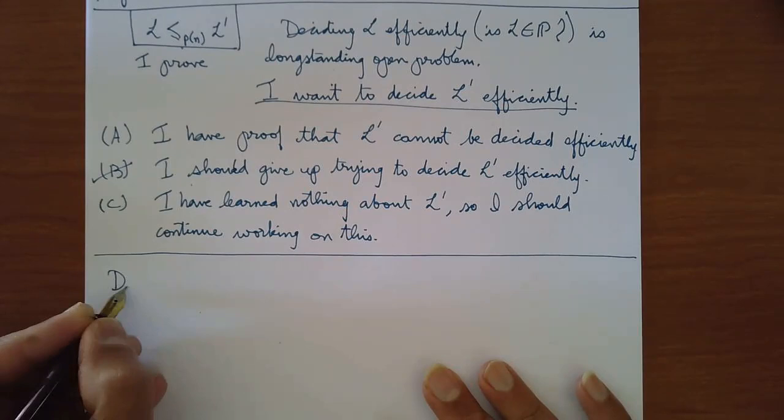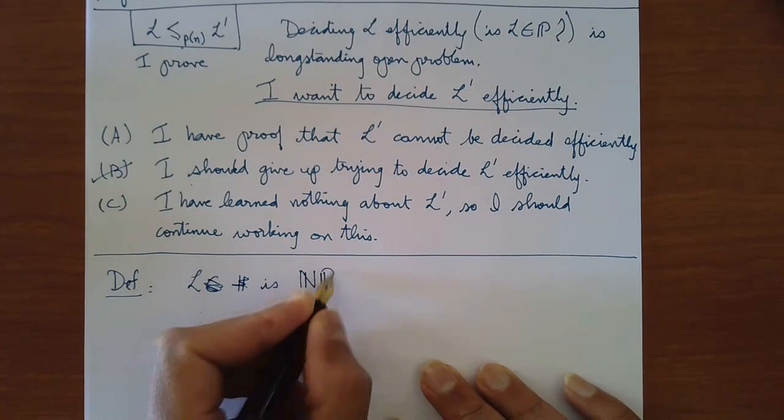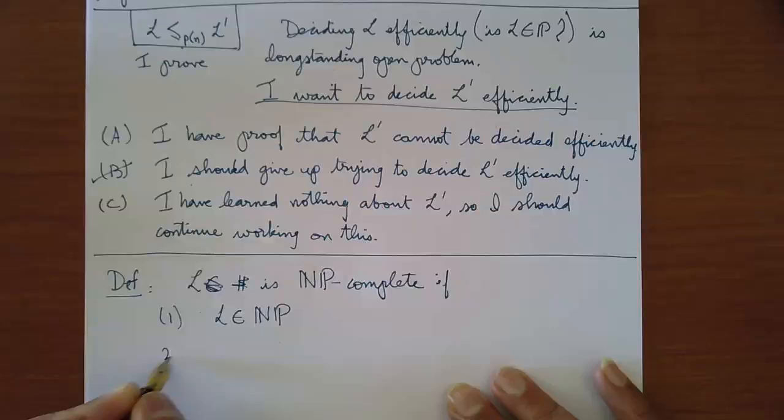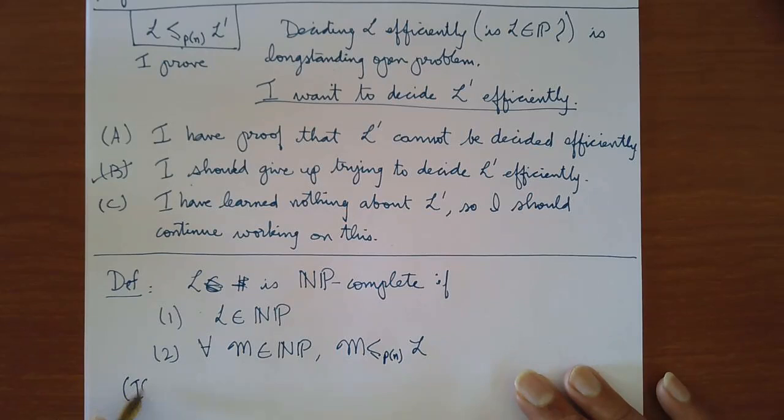So let me define it. The language L is NP-complete if L is in NP, and for all languages M in NP, M reduces to L. And if it's only the second condition, then we say L is NP-hard.